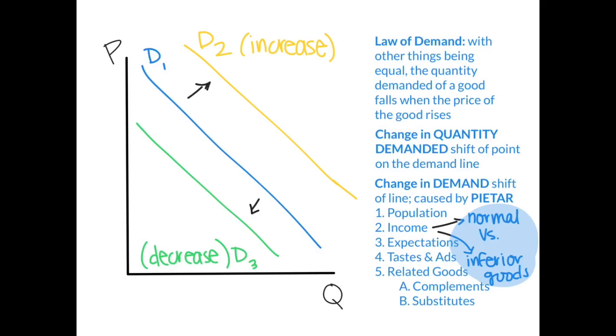Complements are goods that usually go hand in hand with another product. So, say for example, chocolate syrup and ice cream. Substitutes, on the other hand, are products that could replace another product because they're very similar. So, ice cream and frozen yogurt.